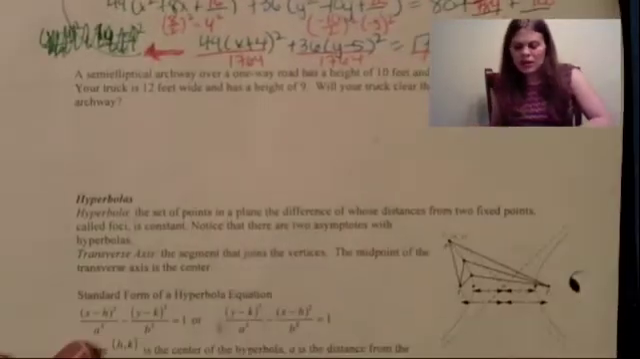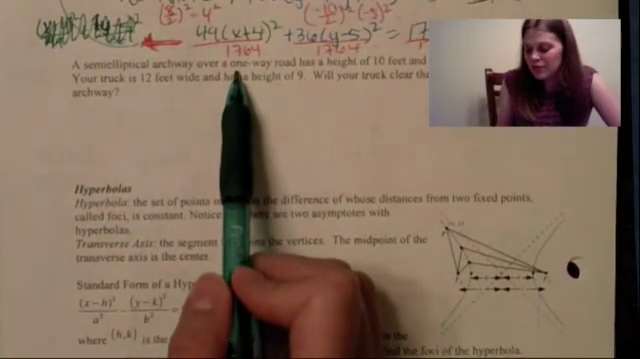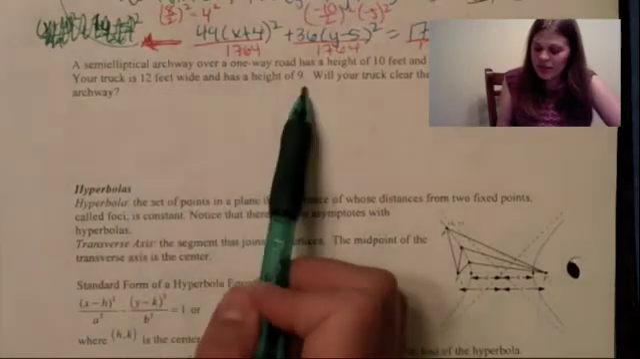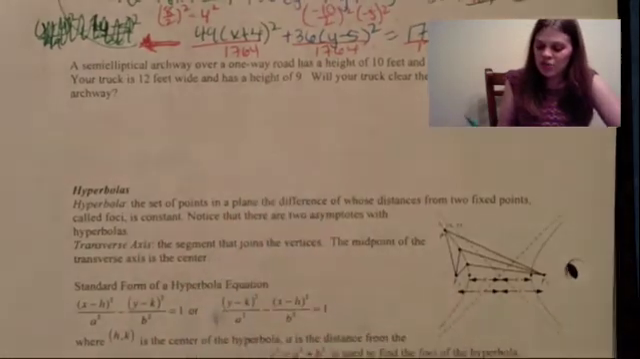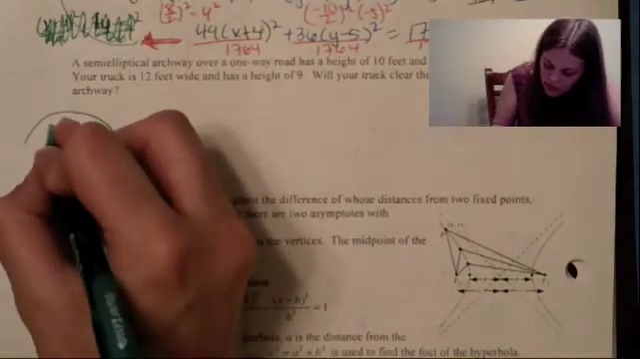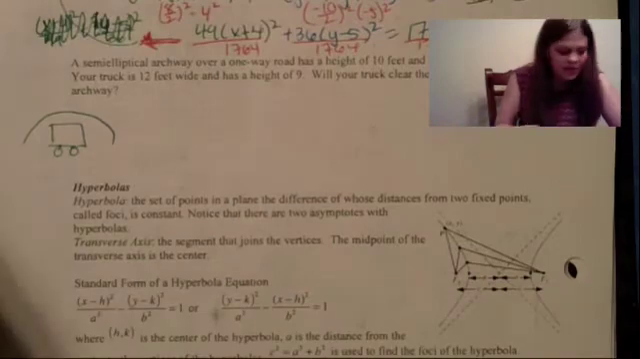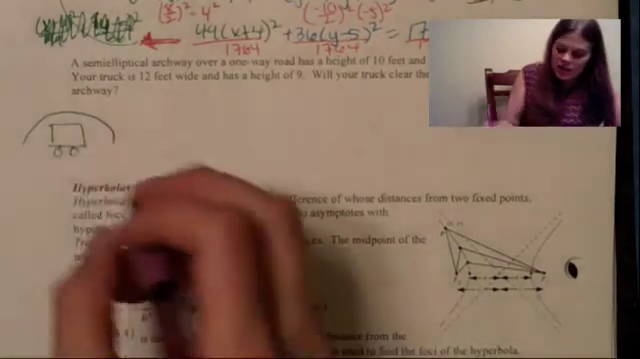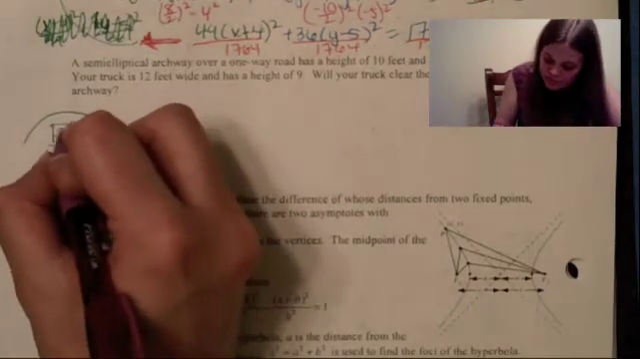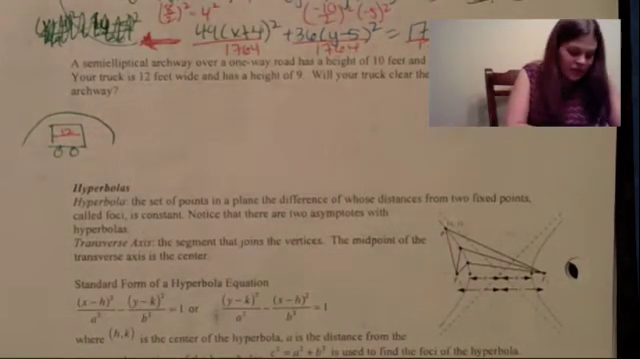Okay, now our next part, a semi-elliptical archway over a one-way road has a height of 10 feet and a width of 40 feet. Your truck is 12 feet wide and has a height of 9. Will your truck clear the opening of the archway? So, you have this archway, and you have your truck. That's the back of the truck. And your truck is, what did it say? 12 feet wide? Okay. And has a height of 9.